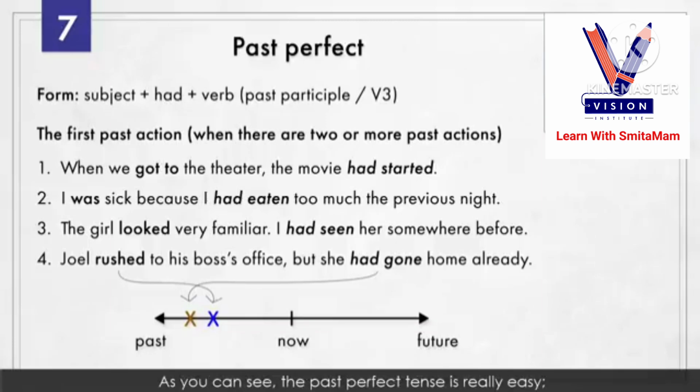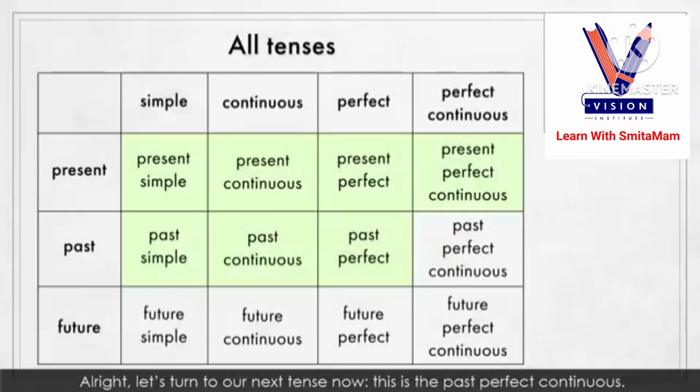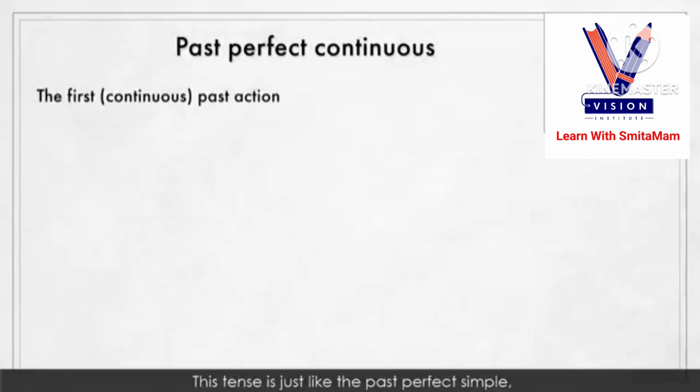As you can see, the past perfect tense is really easy. Just remember that when we have two past actions, we use the past perfect. If we want to clearly indicate which happened first, we do this to avoid confusion in the order of events. Alright, let's turn to our next tense now. This is the past perfect continuous.